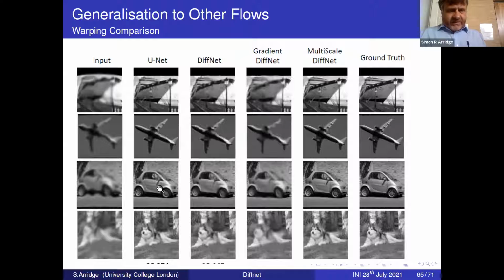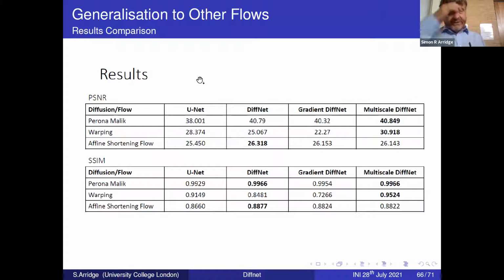So UNet is surprisingly, as is often the case, doing fairly well. DiffNet also does fairly well. And here the multi-scale DiffNet is really showing quite some improvement. And quantitatively, we find that that's the case.